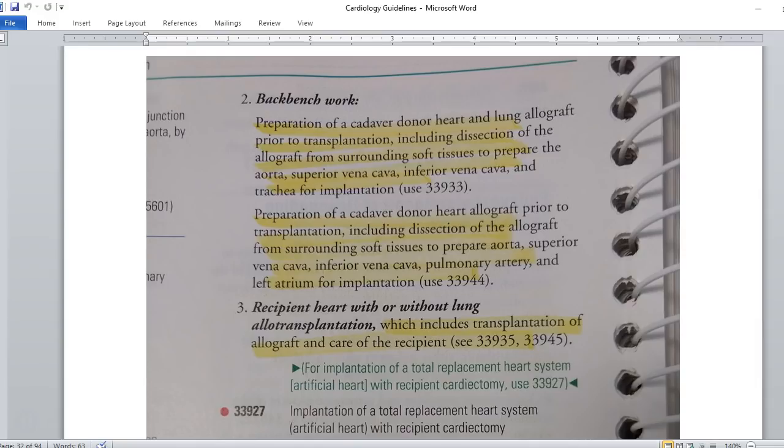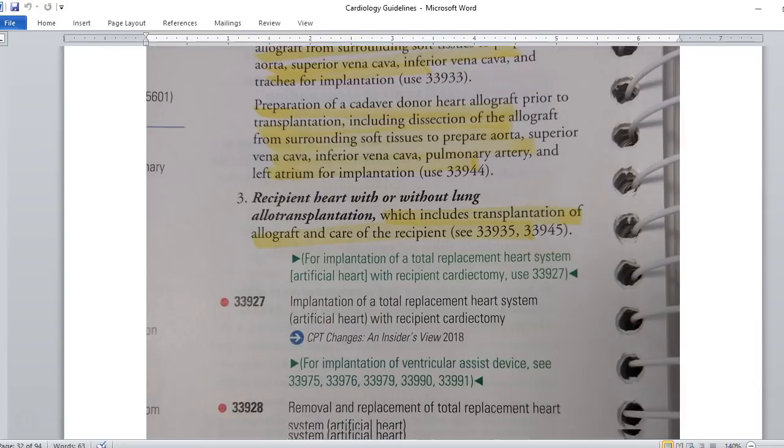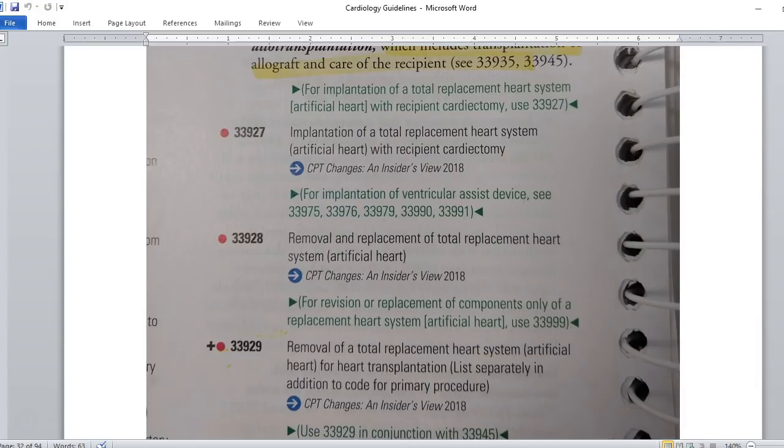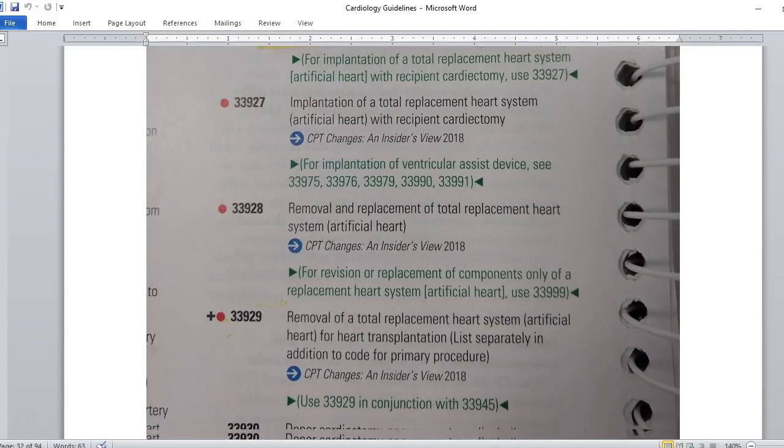So again, what are we doing? Is it just heart in one lung, heart in two lungs? We also have the transplantation, which is putting it into the actual patient. Now, we now have some new codes for an artificial heart because it does work to some extent for some people. And so, again, these are completely new codes, and these are artificial hearts, okay, versus the rest of the codes are the donor cardiectomies and the heart and lung transplantations.